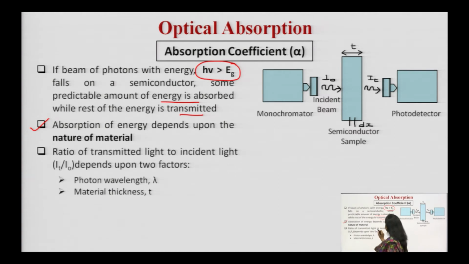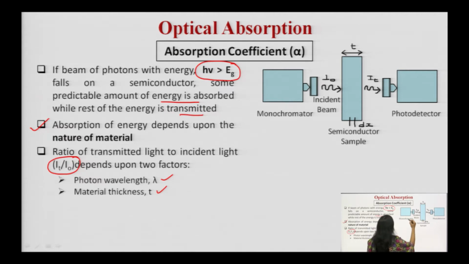Ratio of the transmitted light to the incident light: IT is the transmitted light, I naught is the incident light. This ratio depends upon two factors: one is the photon wavelength, the other is the material thickness, how much thickness that particular semiconductor has.